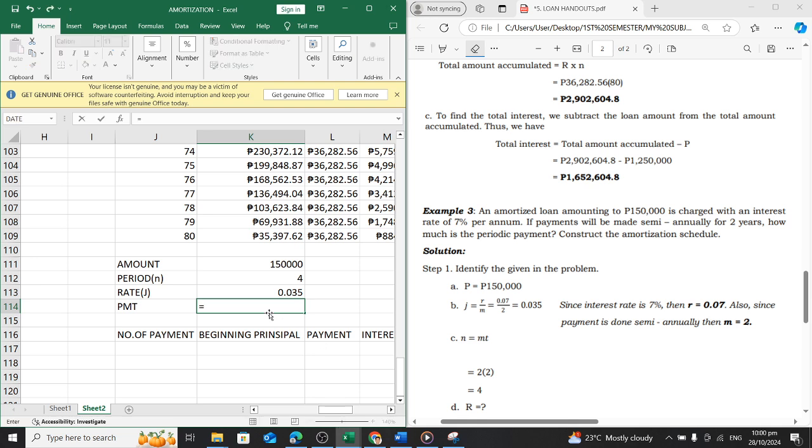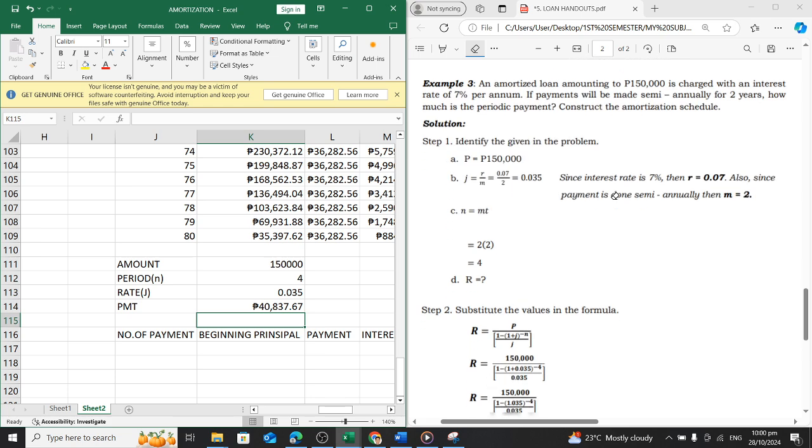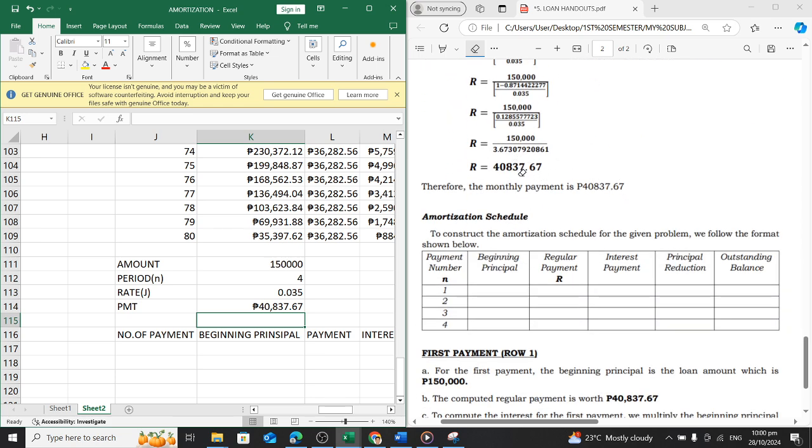So what is our payment? Again, press equals, write PMT, open parenthesis, click our rate, comma, click for the total number of payments, which is 4, click comma, and then press minus our amount or our present value, and then press comma and then 0. Close parenthesis, press enter. That is our payment. That is our payment per semi-annual.